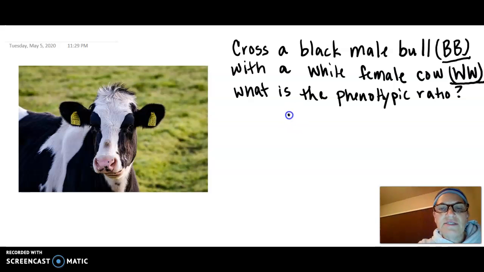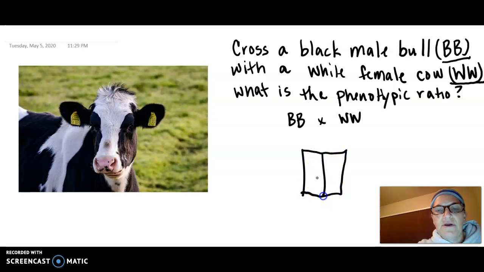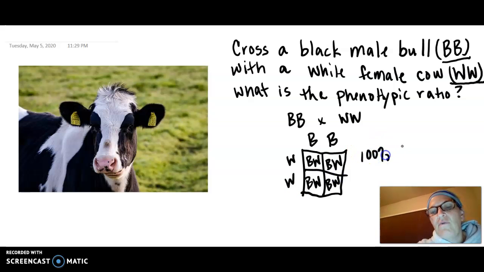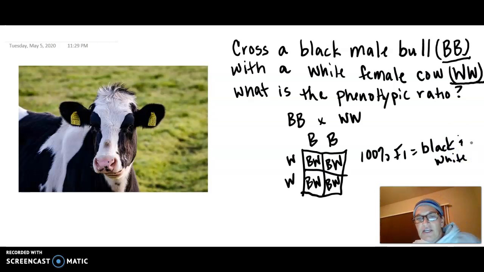So if I'm going to cross big B with big W, I will go ahead and put that into my Punnett square. Big B, W, and you will find that 100% of the F1 will be black and white together, like our dairy cattle.